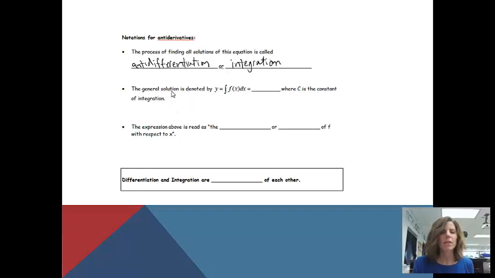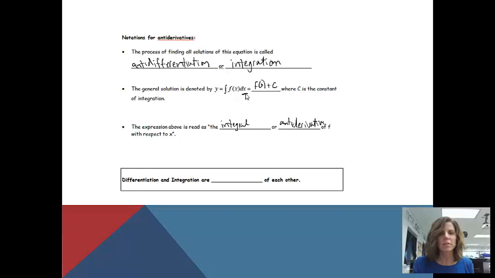The general solution is always going to be denoted by the integral of f of x will just be big F of x and then plus c. We'll always have a plus c because you can always add a constant, because when I take the derivative of it, the constant drops out. And c is called the constant of integration. The expression above is read as the integral or antiderivative. Either word is interchangeable. They mean the same thing. Of f with respect to x.